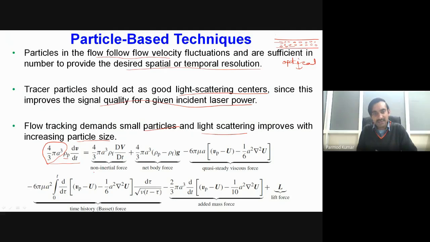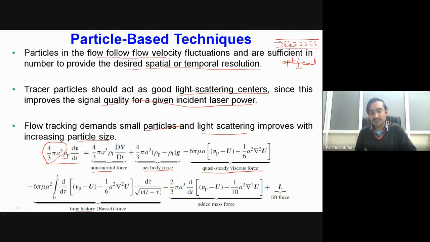Over here we have some non-inertial forces, then some body forces, which are the balance of the gravity and the buoyancy forces. Then we have a quasi-static viscous force which acts on the particle because of the viscosity of the fluid medium. Then we have a force which acts because of the time history of the particle, and this particular type of force is also referred to as the Basset force.